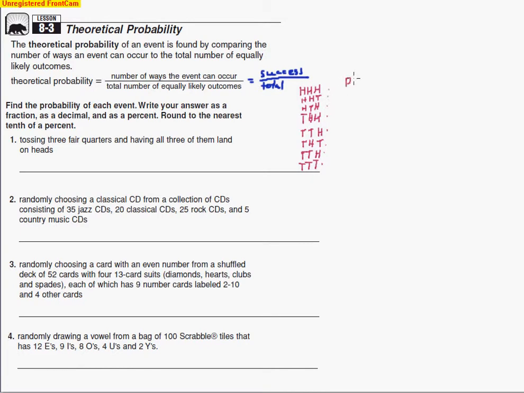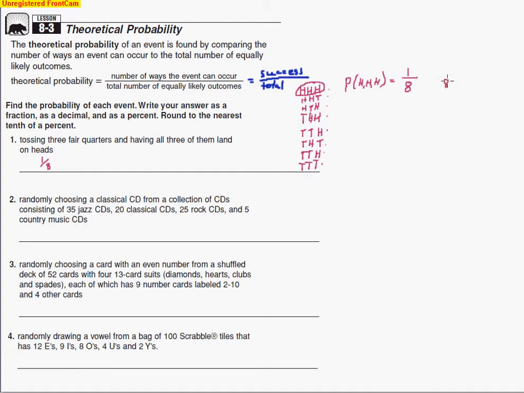So the probability of flipping the coin and getting head, head, and head each of the 3 times would be 1 possibility. So one success out of 8 different tries. And so that would be our probability, 1/8. So there's the fraction form. Now we just need to change that to a decimal. So all you're going to do is just do the division.